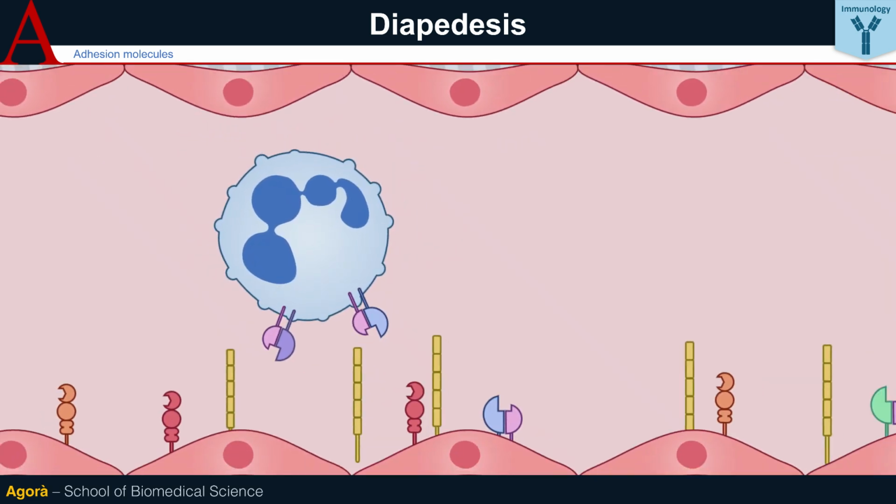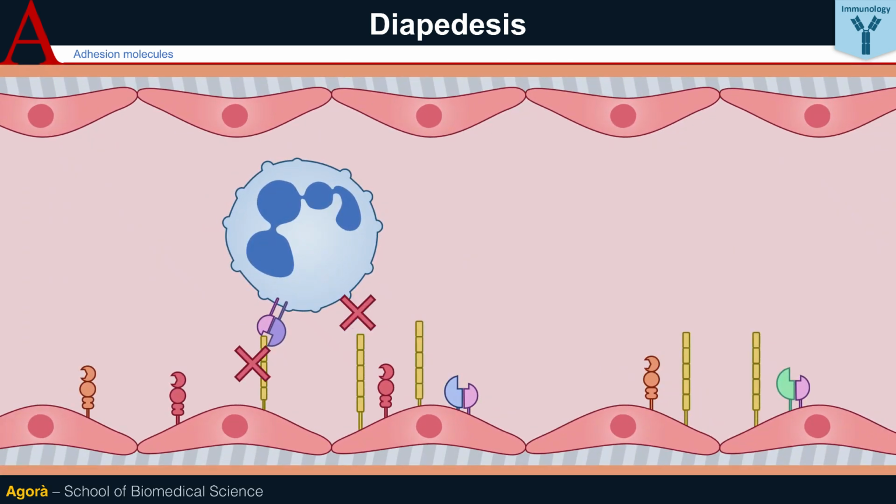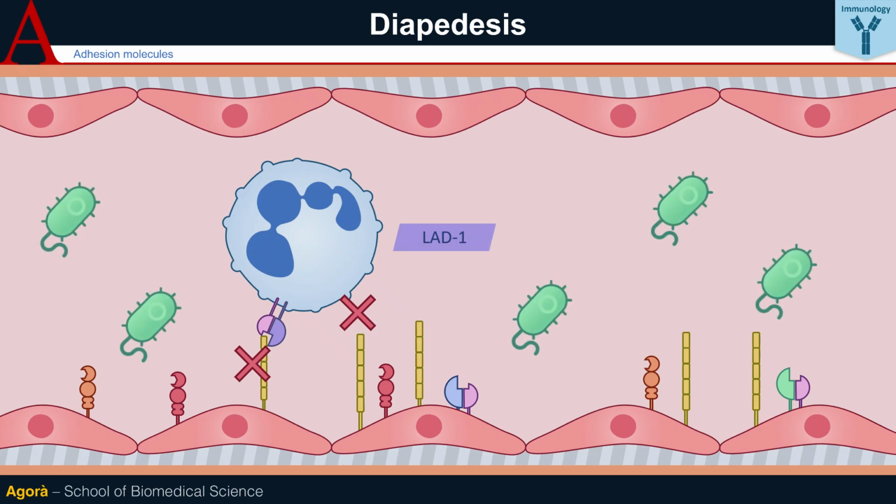Defects at various levels of integrin or other proteins involved in the adhesion process lead to leukocyte adhesion deficiency 1, LAD1, which causes recurrent bacterial infections and delayed wound healing.